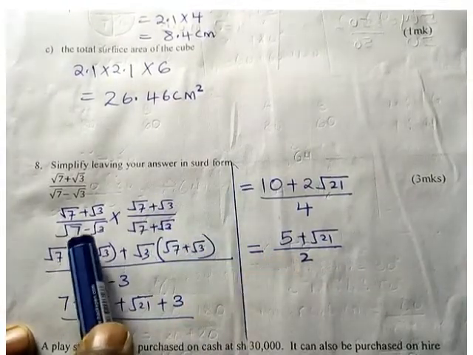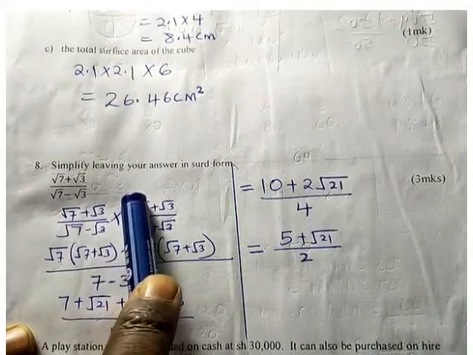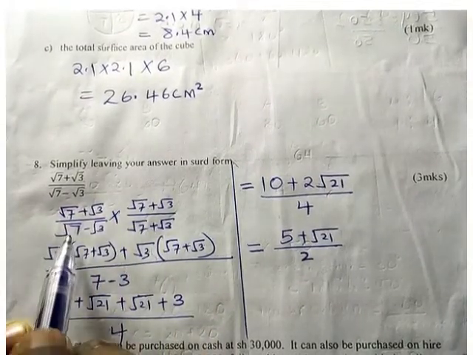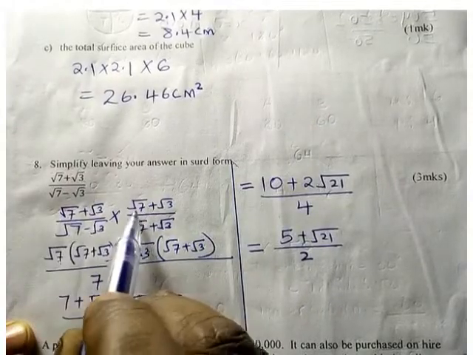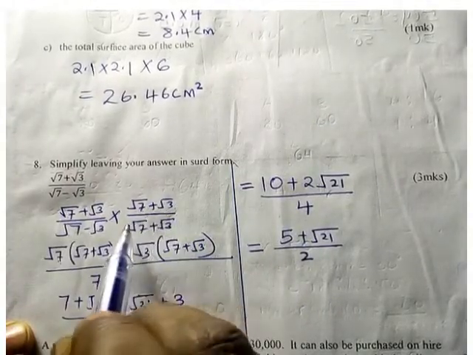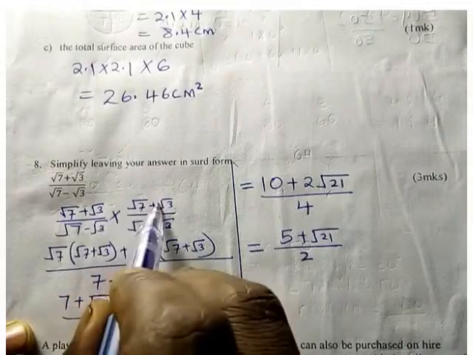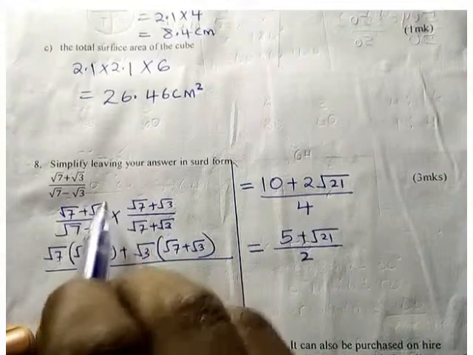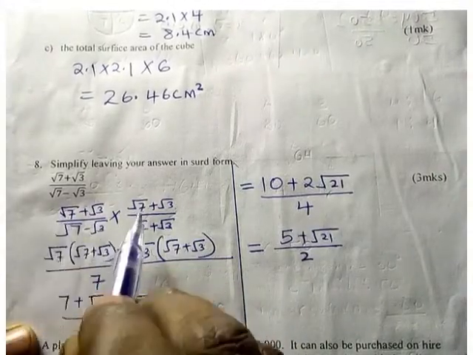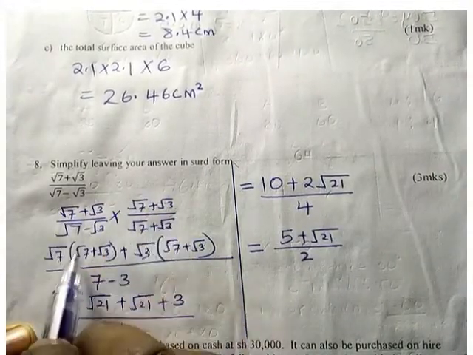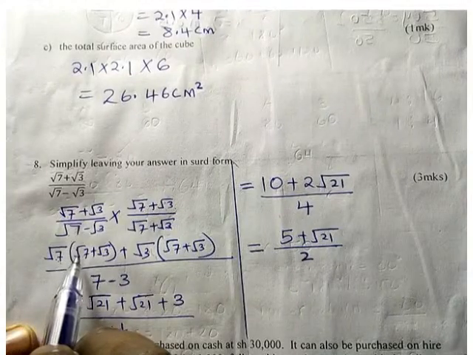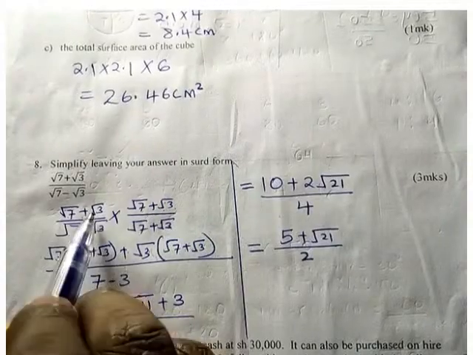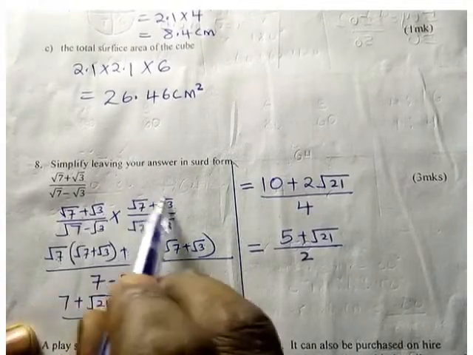So you multiply the numerator and the denominator by the conjugate. The conjugate of root 7 minus root 3 is root 7 plus root 3. On the numerator you multiply it, and on the denominator you multiply that, and then now you open. So root 7 times everything here, this is what I have done here, root 7 times everything on this side, and then plus root 3 times everything here.